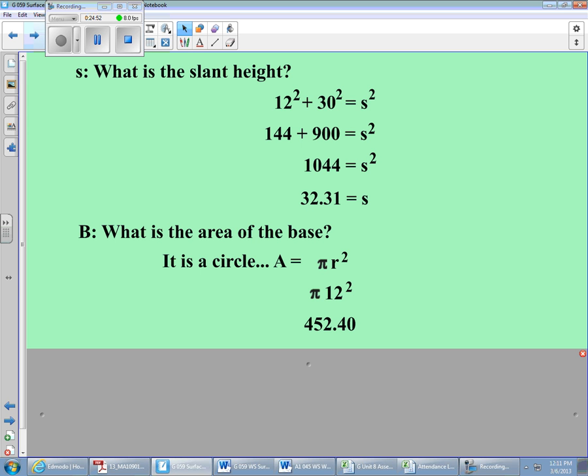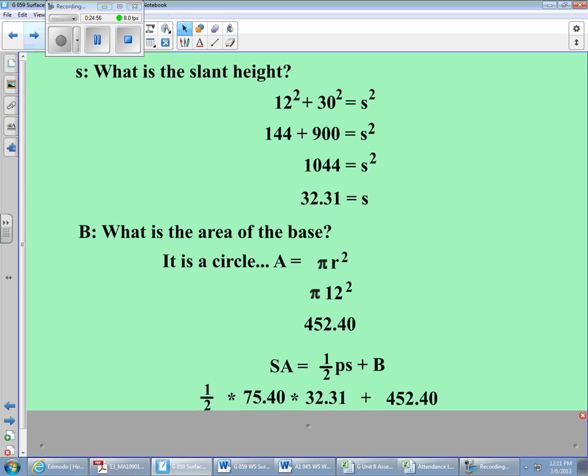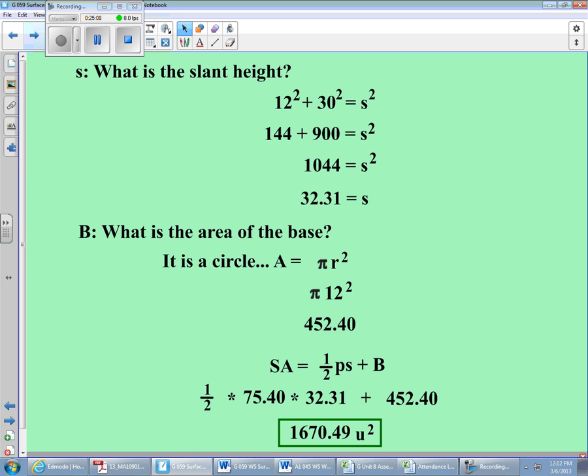It's just the same process over and over again, solving for the little pieces of missing information and then plugging into the formula: 1/2 times 75.4 times 32.31 plus 452.4, the results of all the little calculations we've been doing. And in this case, the surface area is 1,670.49, whatever the units were, squared. That is it. It is using this formula over and over and over again.